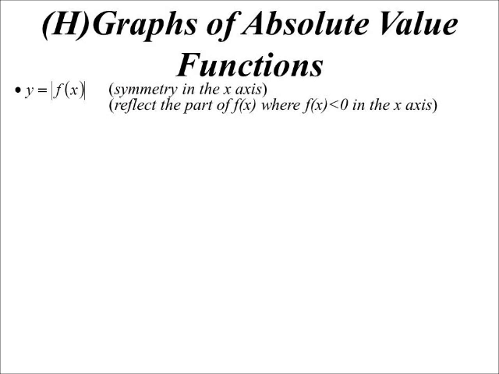Absolute value functions. I guess the most basic of them all is when we simply say y equals the absolute value of the function. We've seen those ones. They're the ones where whatever's below the x-axis, we reflect above the x-axis. So it's got symmetry in the x-axis. Okay? So we reflect the part of the function where it's negative in the x-axis. What I mean by symmetry is if you looked at the old curve and the new curve, the bit you've reflected is symmetric.